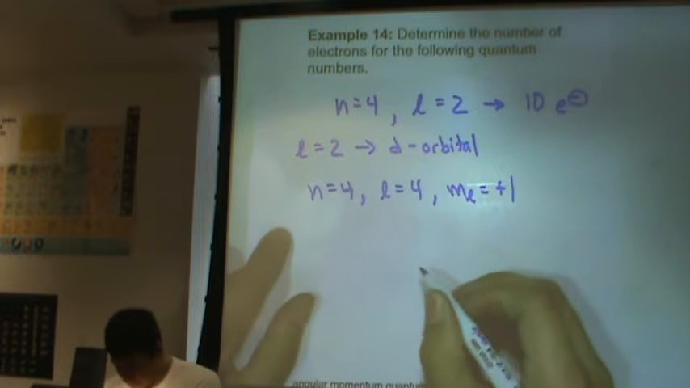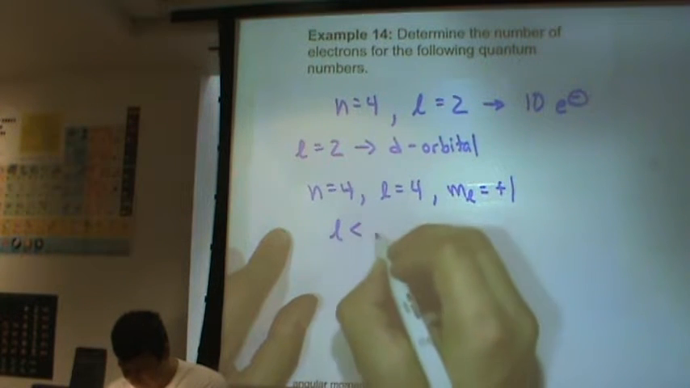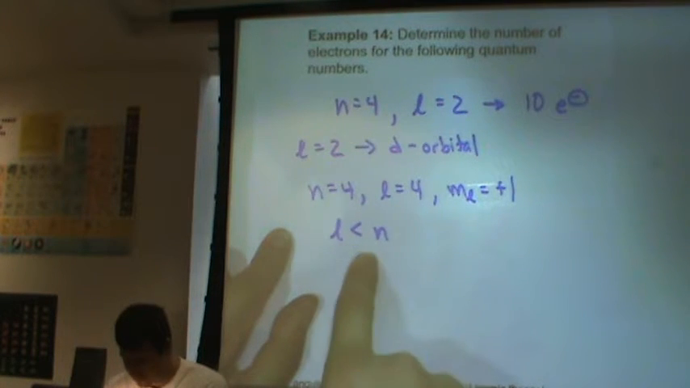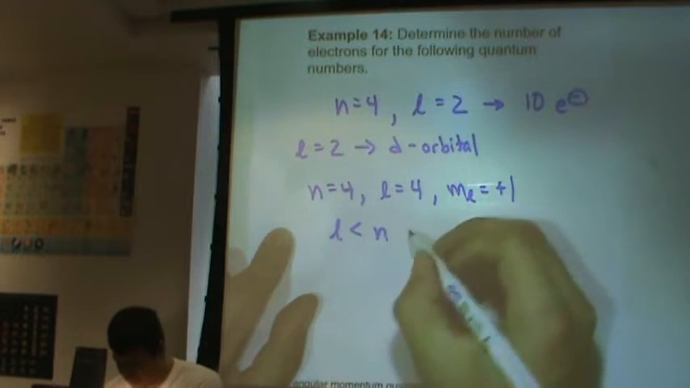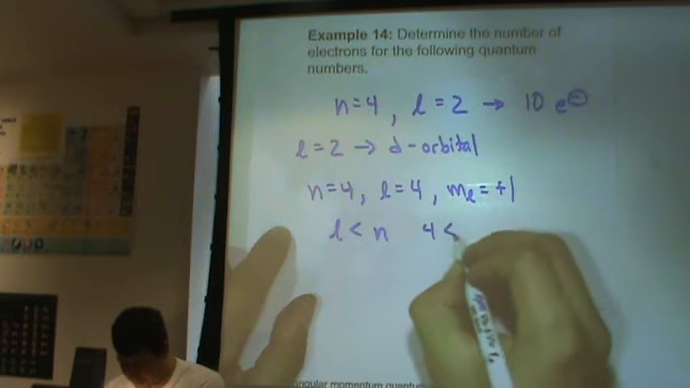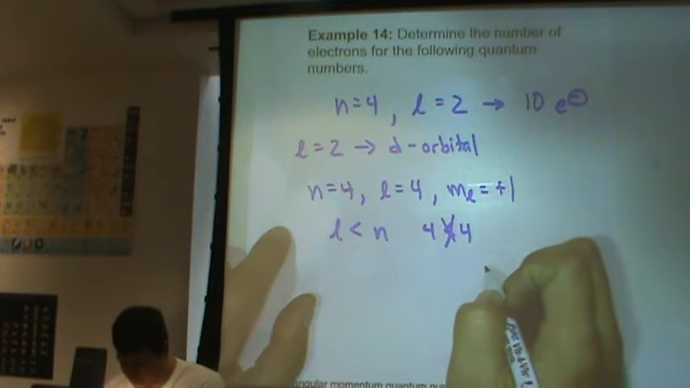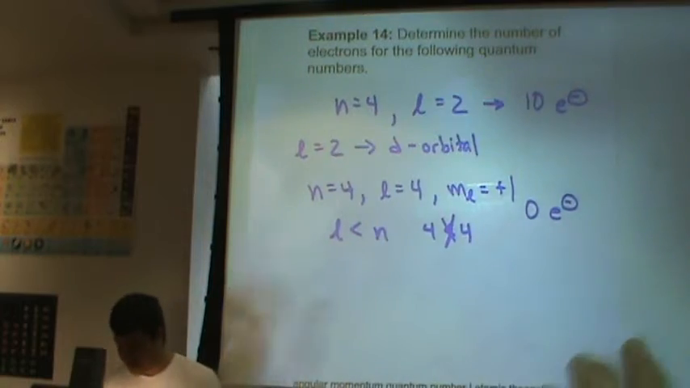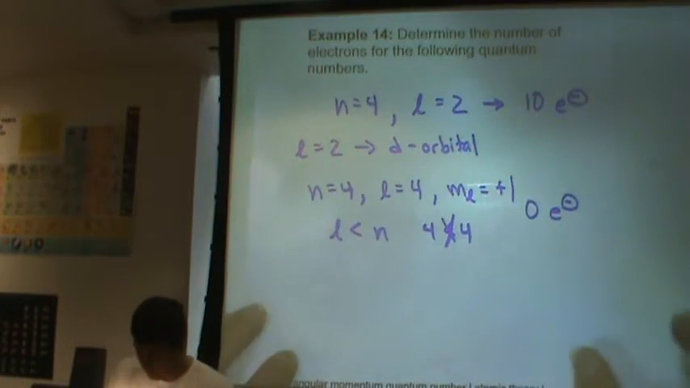Because, remember, our L has to be less than n. This is a rule. It cannot be equal to n, it has to be less than n. So what we're saying here is that 4 is less than 4, which is not true. So there are 0 electrons for this set of quantum numbers. This orbital just doesn't exist.